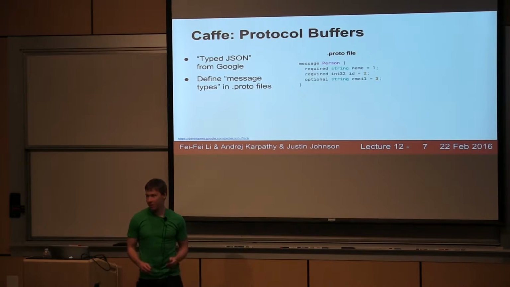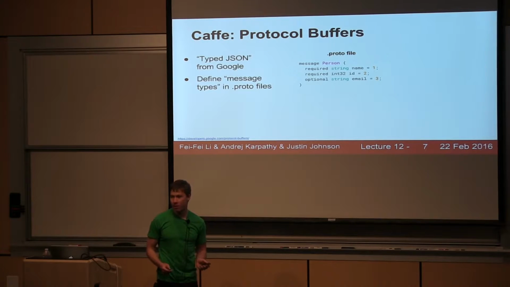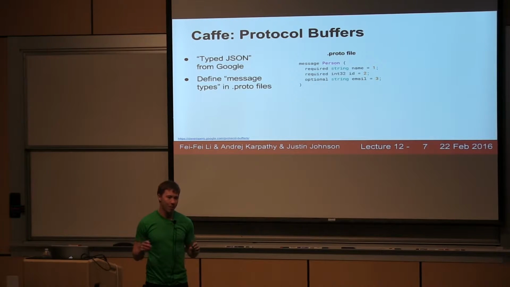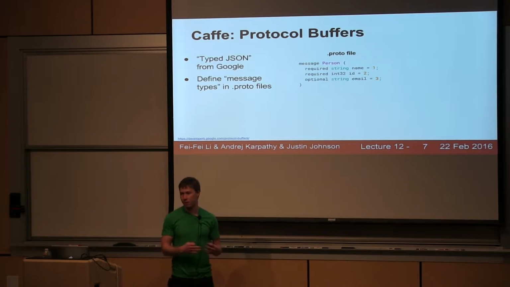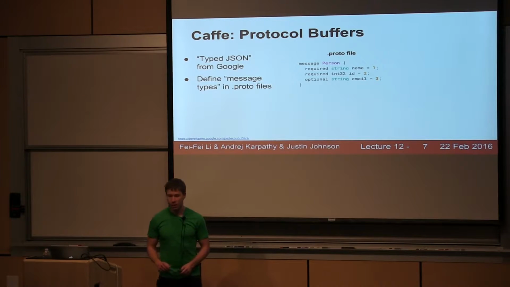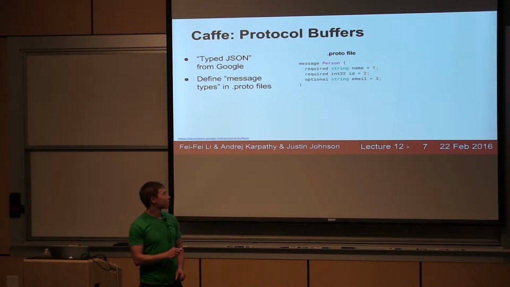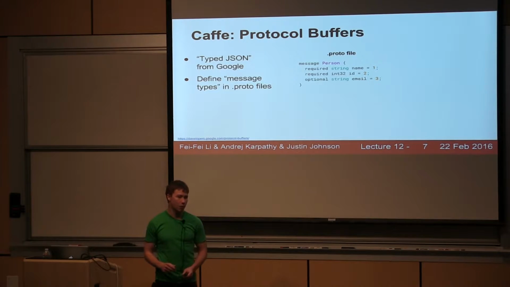So Caffe makes heavy use of this funny thing called protocol buffers. Any of you guys ever interned at Google? Yeah, fair number, so you guys know about this. But protocol buffers are almost like a binary, strongly typed JSON, I like to think about it, that are used very widely inside Google for serializing data to disk and for passing it over the network. So with protocol buffers, there's this .proto file that defines the different kinds of fields that different types of objects have.